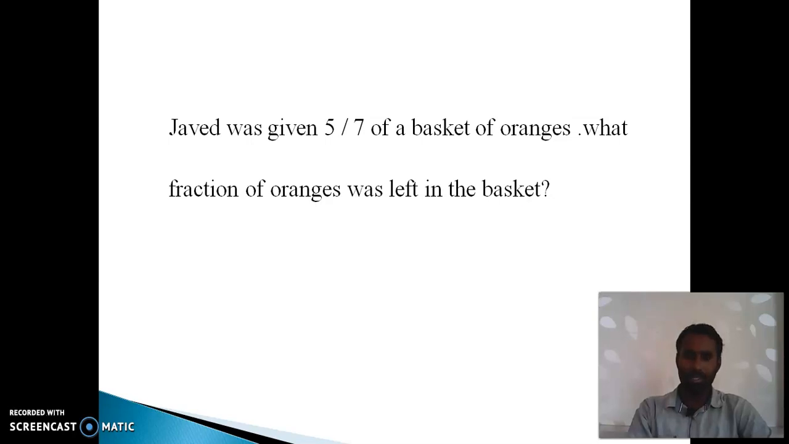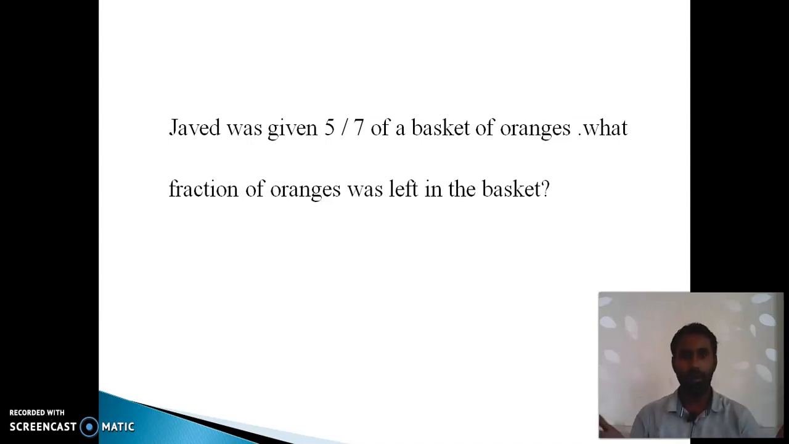So just understand the problem. Only one value is given. Javed was given 5 by 7th of a basket of oranges. That means somebody gave some oranges, 5 by 7th part out of the whole part. If I take one basket, it is full of oranges. In that, I have given a 5 by 7th fraction to Javed. What will be the remaining part? That means how many oranges will be left in the basket. So this is the problem.